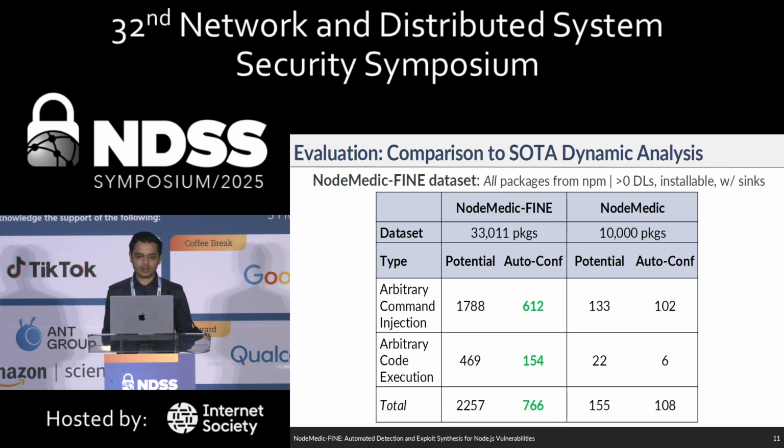NodeMedic-FINE is able to uncover 2,257 potential flows, of which the majority are ACI, and is able to automatically confirm 612 ACI flows, as well as 154 ACE flows, for a total of 766 automatically confirmed flows. We've reported the resulting vulnerabilities to developers, and over 50 have been confirmed so far, with 35 now patched.